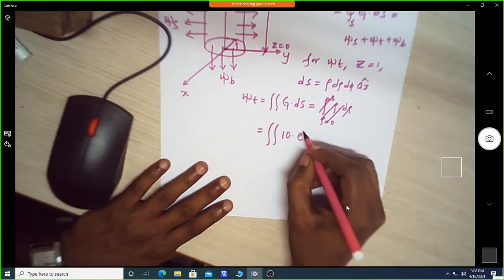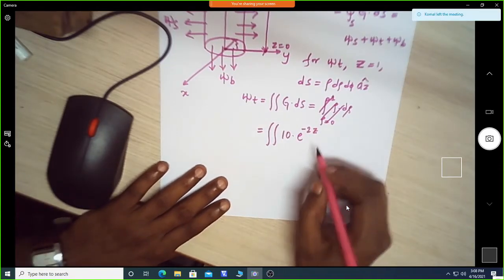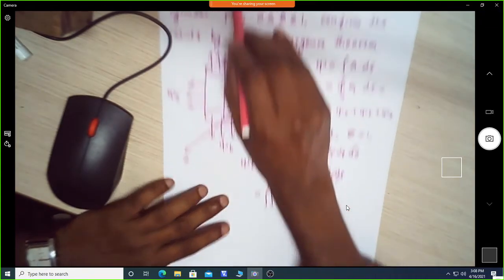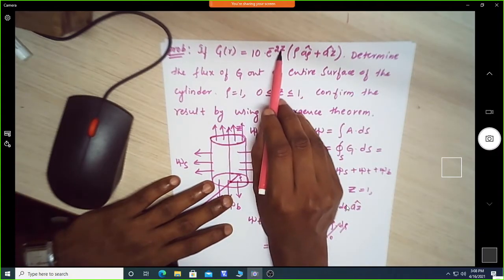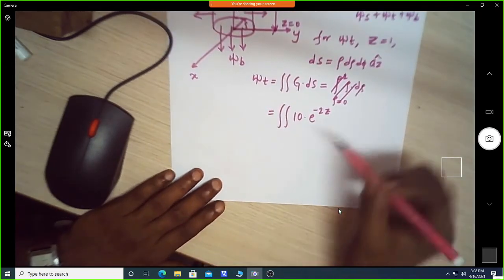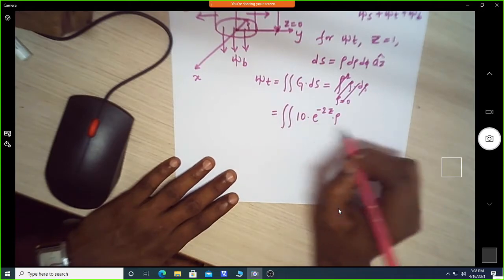10 into e power minus 2z. Okay, so in the row direction what is the given here? So you can see here the g of r in the row direction, it is 10 into e power minus 2z into row. Okay, so that we need to write it. So this into row, so this is in the row direction.